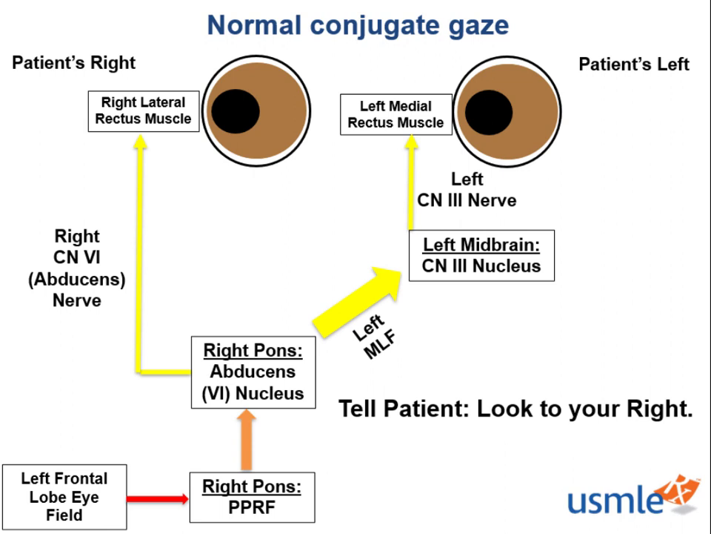Making another connection, the myelin of the MLF is formed by the oligodendrocytes that wrap around the MLF. In multiple sclerosis, oligodendrocytes are destroyed, leading to demyelination. Demyelination of the MLF results in an internuclear ophthalmoplegia, as we will see on the next slide.